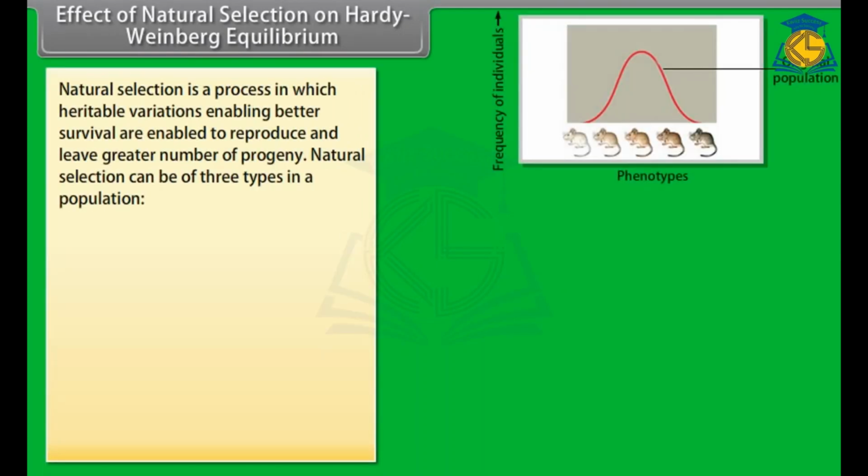Effect of natural selection on Hardy-Weinberg equilibrium. Natural selection is a process in which heritable variations enabling better survival are enabled to reproduce and leave greater number of progeny. Natural selection can result in the following conditions in a population.